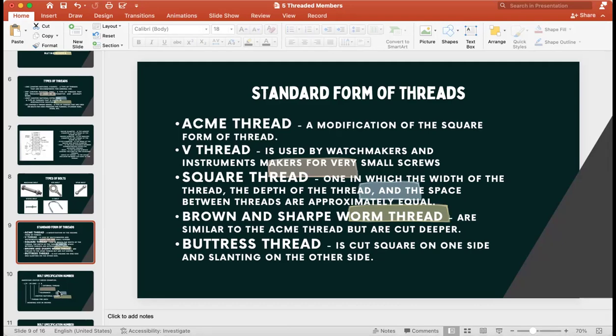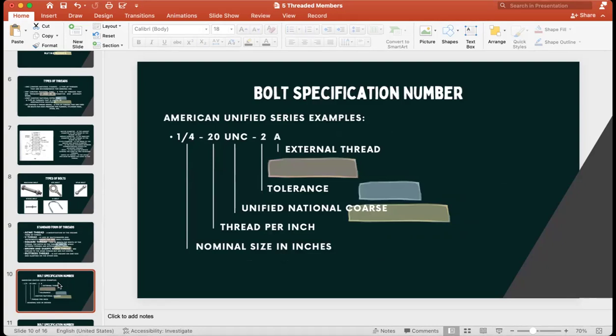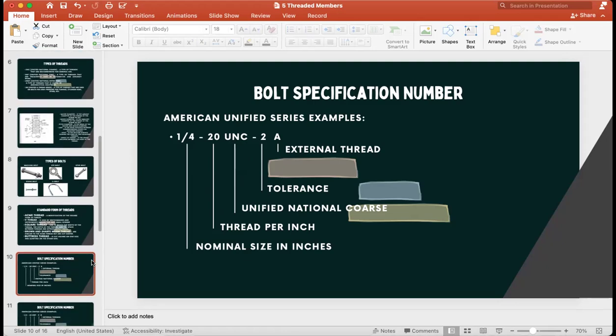So the reading for bolt specification by the American Unified Series, for example, is 1/4-20 UNC-2A. So 1/4 represents the nominal size in inches. 20 represents the threads per inch. UNC is the Unified National Coarse. 2 would be the tolerance, and A would be the external thread.